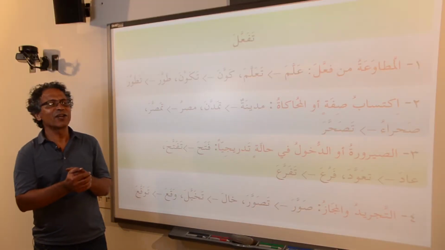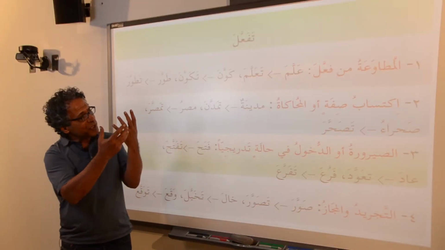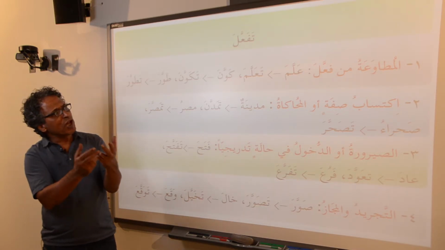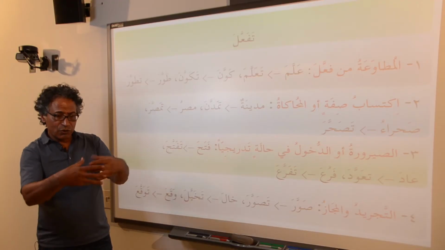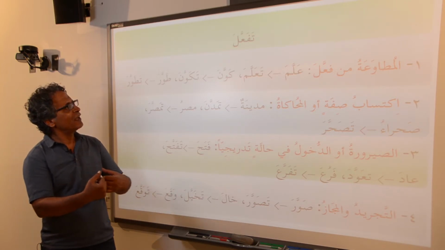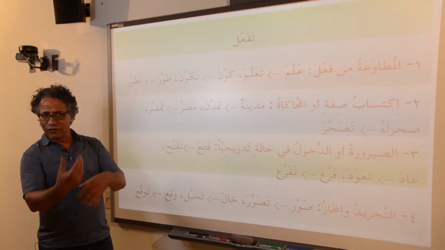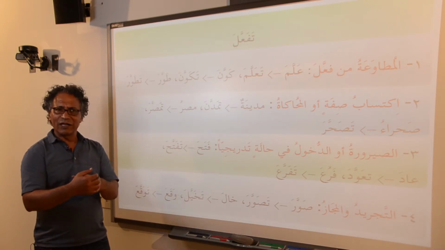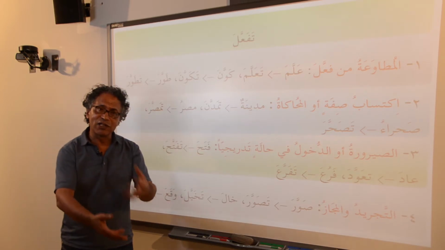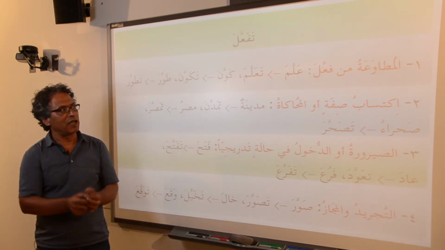And now let's take a look at تفعل, which as you see obviously builds on فعل by adding that ta. So the first meaning is المطاوعة من فعل. So you take the verb on the فعل pattern and by adding the ta, you make it reflexive, right? So علم is to teach someone, وتعلم is to learn. It's as if you're saying to teach oneself, صح؟ كون تكون, to form or to be trained, right? Or formed. طور تطور. طور is to develop something, وتطور is for the thing to develop itself.